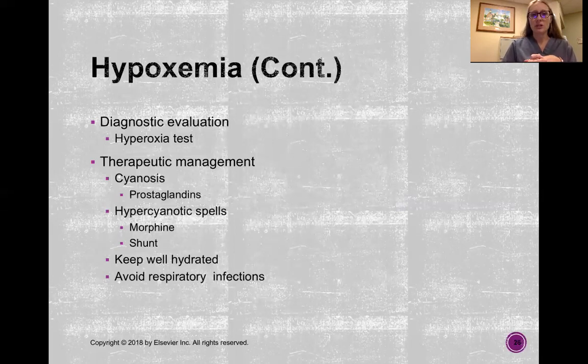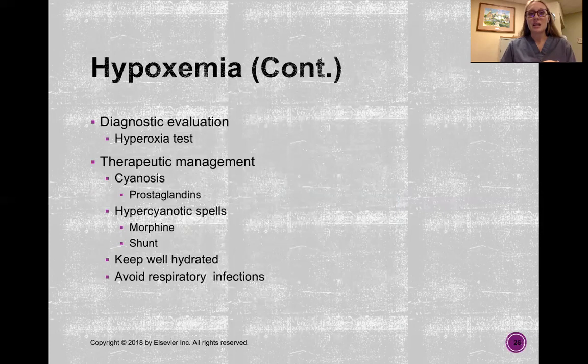We can see an acute hypoxemia event, which is going to be the hypercyanotic spells. If we see this, we are going to treat with morphine because it's going to help maintain the oxygen levels that the child needs. And this is going to be almost an emergent event, which is going to end in surgery for this child. And we're going to place a shunt.